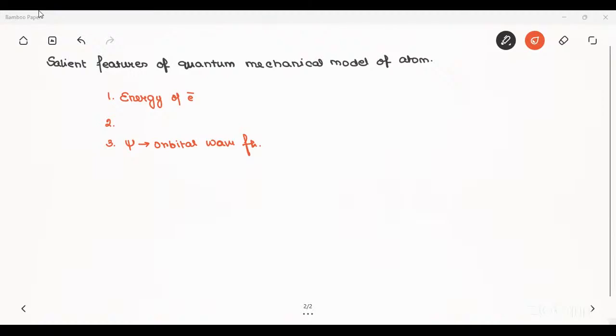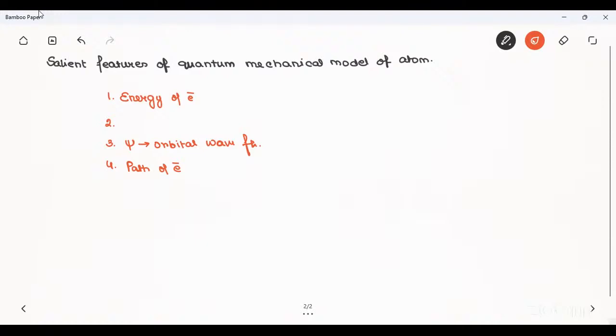So this is the orbital wave function. Next comes: the path of the electron can never be determined accurately. So the path of the electron can never be determined accurately. Therefore, we only find the probability of the electron at different points in space around an atom.